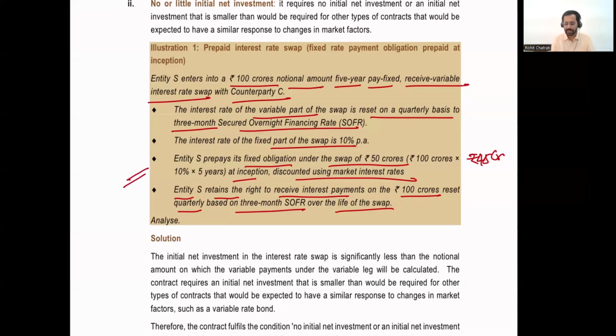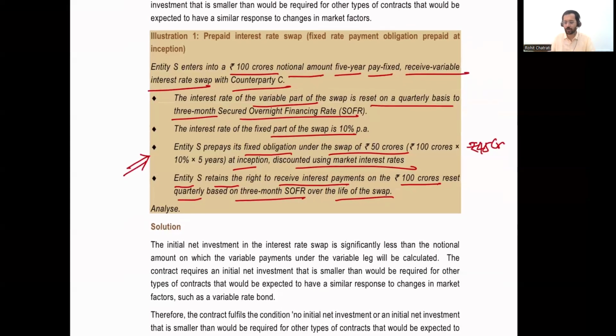All right, because we are actually prepaying our obligation, the question is trying to focus on whether the initial investment in this contract is actually low or is not low. If it is low, then it will qualify as a derivative contract. If it is not low, it will not qualify as a derivative contract.